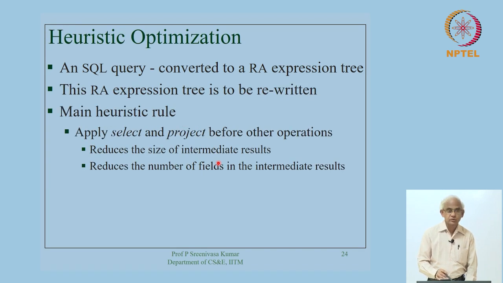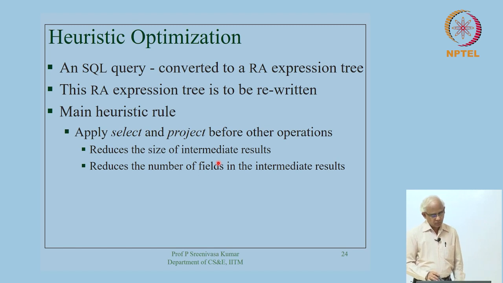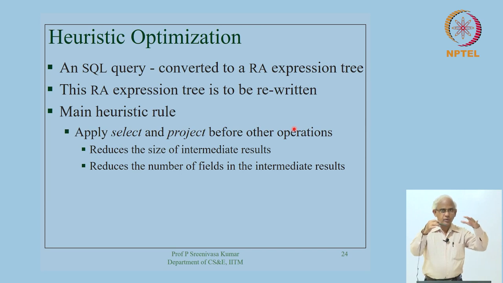So, let us focus a little bit on this heuristic optimization. So, the main heuristic rule that we will use is to apply the select and project operations before other operations are applied. That means, from a relational algebra tree point of view, if you find a select operator, try and push it to the leaves. See, what is a relational algebra tree? At the base, at the leaf levels, we will have the actual base relations that are available in the database, right?